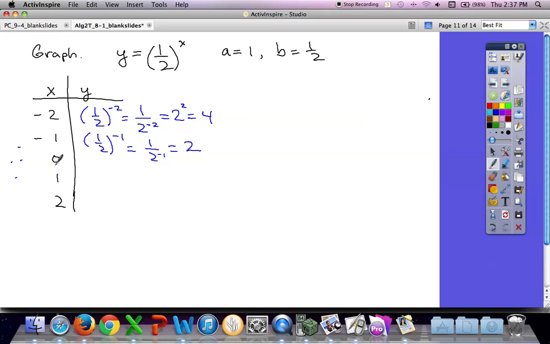Okay. Let's plug in 0. What is 1/2 to the 0? 1. Anything to the 0 is 1. Okay, how about 1/2 to the 1? 1/2. And how about 1/2 squared? 1/4. So there's my 5 points. I'm going to graph them.